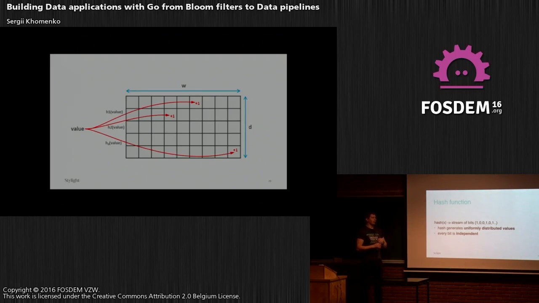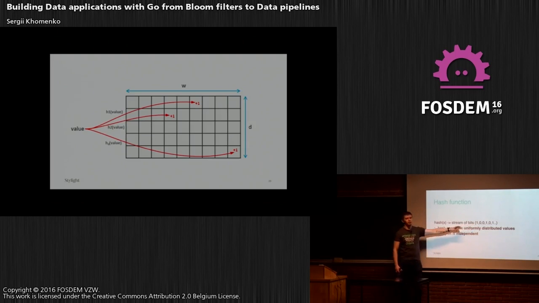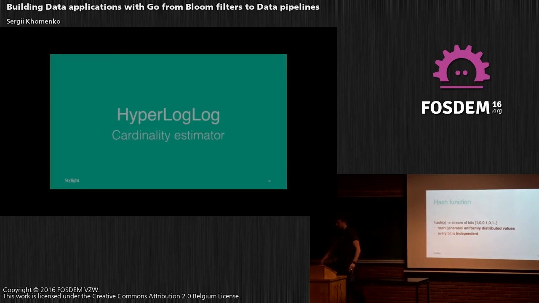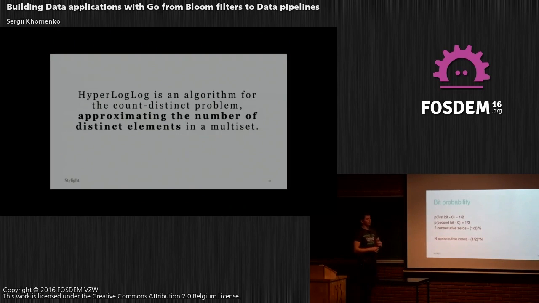And again, those hash functions are uniformly distributed. And the idea is that every bit is totally independent from another. So if you know that here is a 1, it doesn't give you any information about the next bit. So the probability of 1 or 0 is one half. What is the probability that the first bit is 0? It's 1 of 2, right? Because there are only 1 or 0. The second bit is the same. What is the probability that you have 5 consecutive zeros? It's basically to the power of 5. And if you have n of them, it's the same story, but to the power of n.